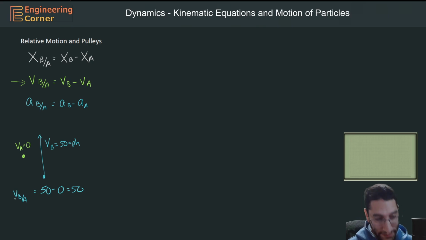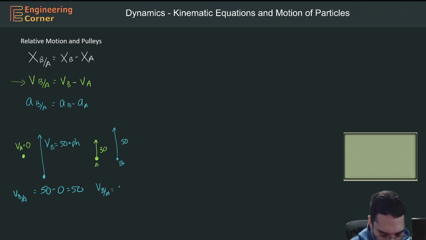Now, let's say I'm not stationary. Let's say that I'm also in a car and I'm moving at, say, 30 miles per hour. And the other car is still moving at 50 miles per hour. So this is B, I'm A. We're going to do the same thing. We're going to say the velocity of B with respect to A is the velocity of B, and we said this is 50, minus 30, which is going to be equal to 20 miles per hour.